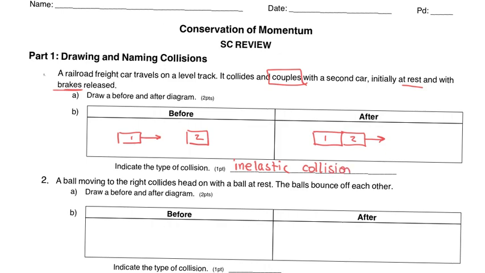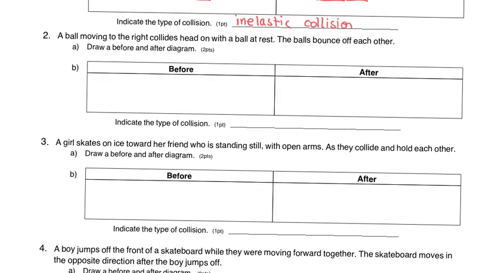A ball moving to the right collides head-on with a ball at rest. So we've got one moving to the right, the other one's at rest. The balls bounce off of each other. When they bounce off of each other, they're going to be separate as well, and they could be heading away from each other, or potentially they could both be still heading in the same direction.